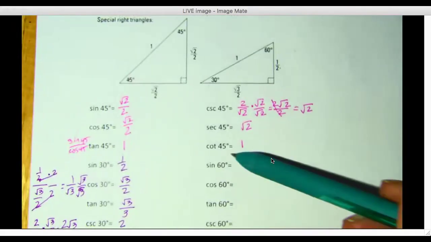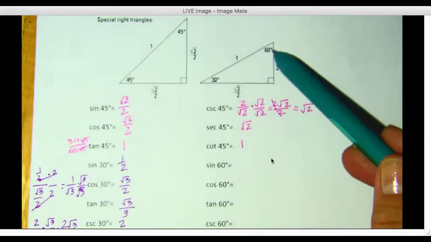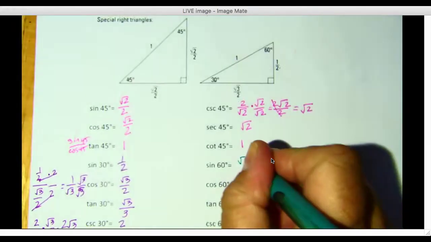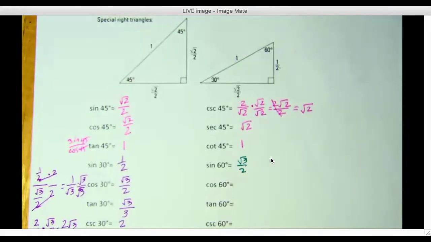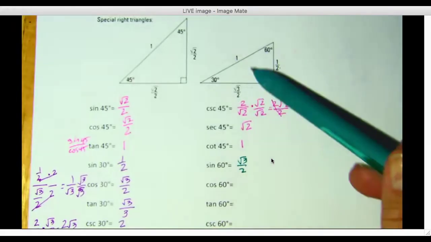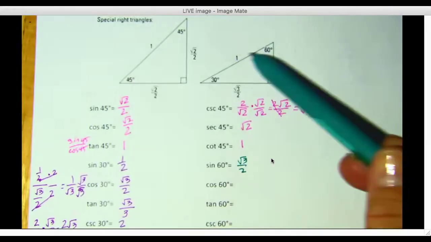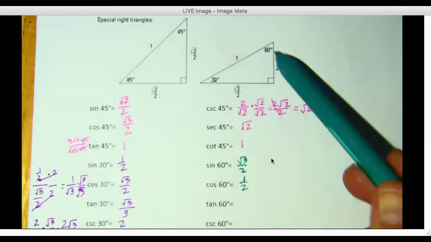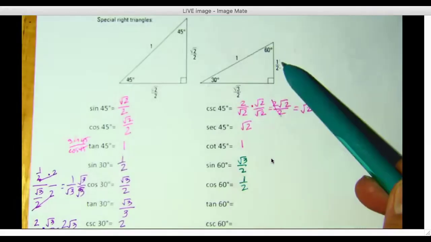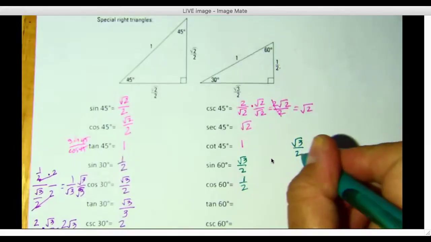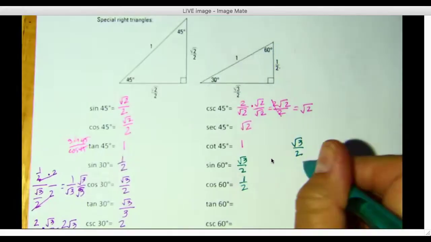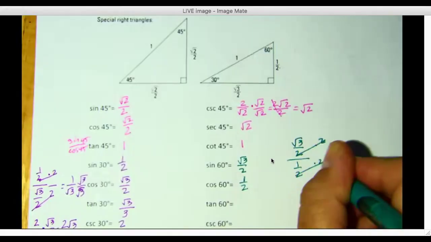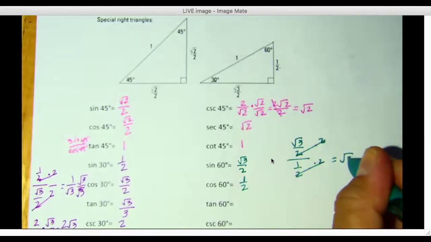And so if I have sine of 60, so now I'm orienting myself from the 60-degree angle, the opposite over hypotenuse would be root 3 over 2 over 1, which is just root 3 over 2. Cosine of 60, so from 60, the adjacent over hypotenuse would be 1/2 over 1, which is just 1/2. Tangent of 60 would be the opposite over adjacent. Root 3 over 2 over 1/2. And again, I can multiply by 2 over 2. And those cancel, and I'm left with just root 3.